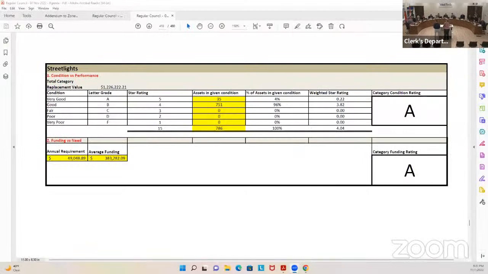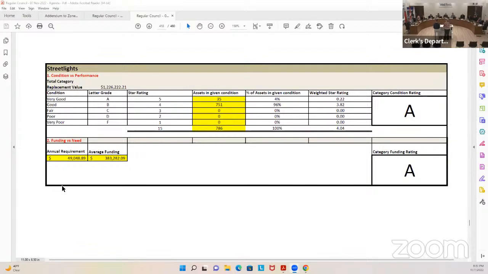So this is our report card that we put together. In there, it's showing both in condition and finance that we're showing a grade of A, which is good. The condition rating A is coming into play because everything is basically in the good and higher. So 96% would be the 751 streetlights, and those are part of the LED technology that was updated in them. And then the other 35 would be either new subdivisions or the new streetlights on Henry Street.